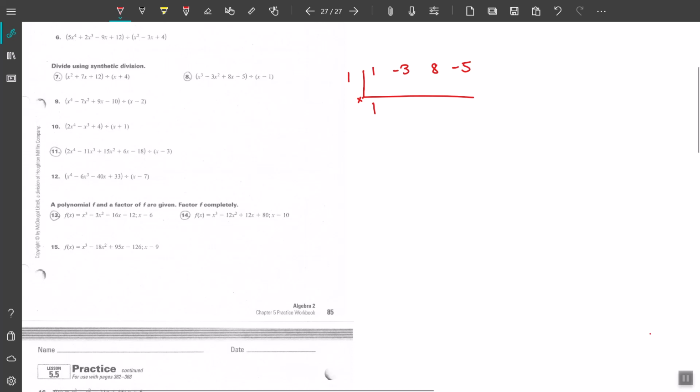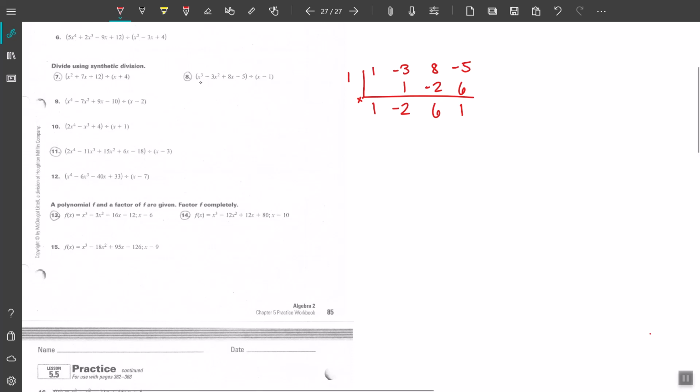1 times 1 is 1. I'm going to put that under the negative 3. Add them. 1 times negative 2, negative 2, add them. 1 times 6, 6, and I'm going to add those together. And so this right here tells me that I'm going to have a remainder. Okay, this didn't zero at the end. The last term didn't zero out, so I'm going to end up with a remainder.